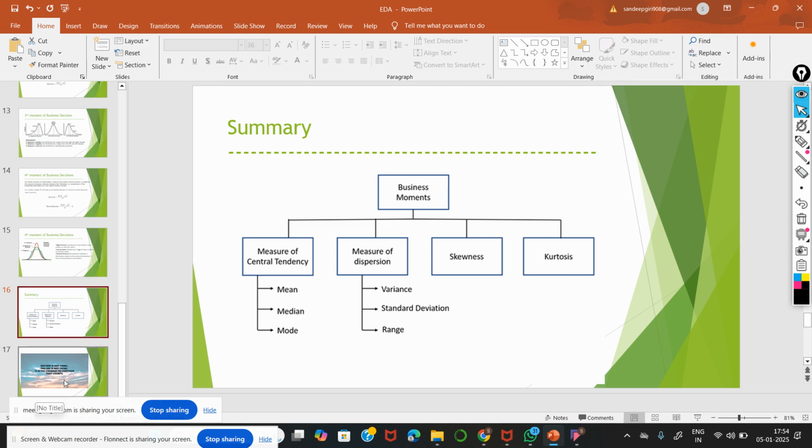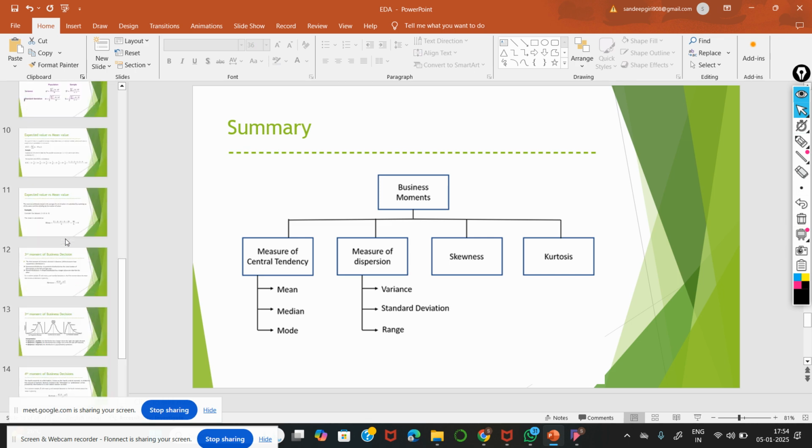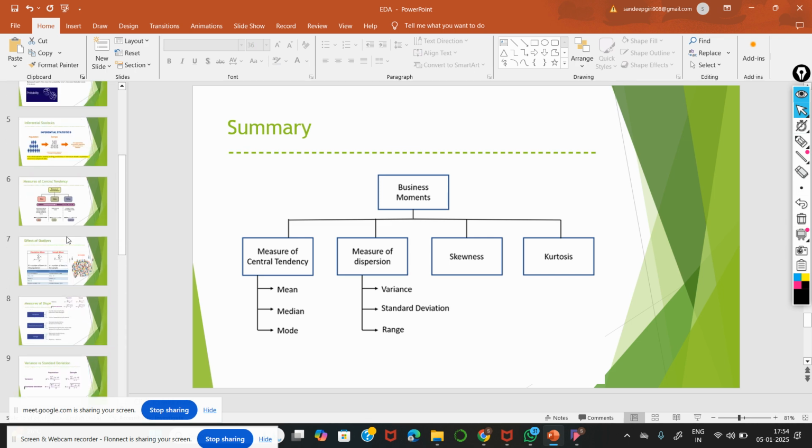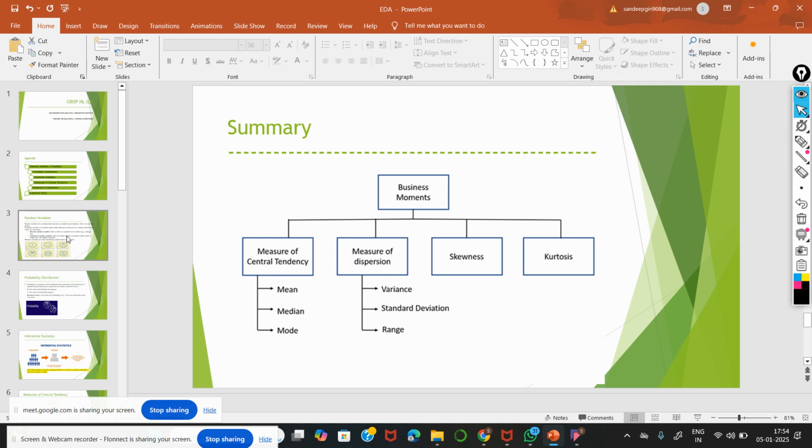Okay, then. So this is for the day. Next class we would be going to the coding part, and simultaneously we would be starting the graphical analysis.